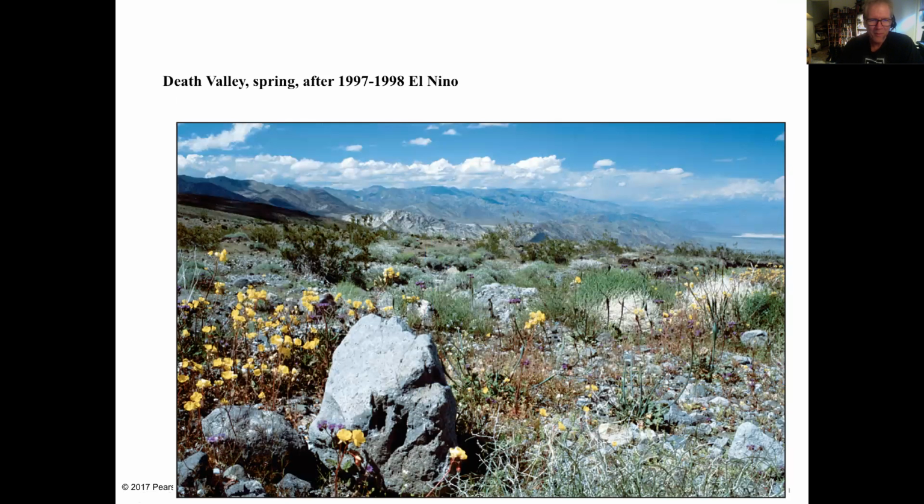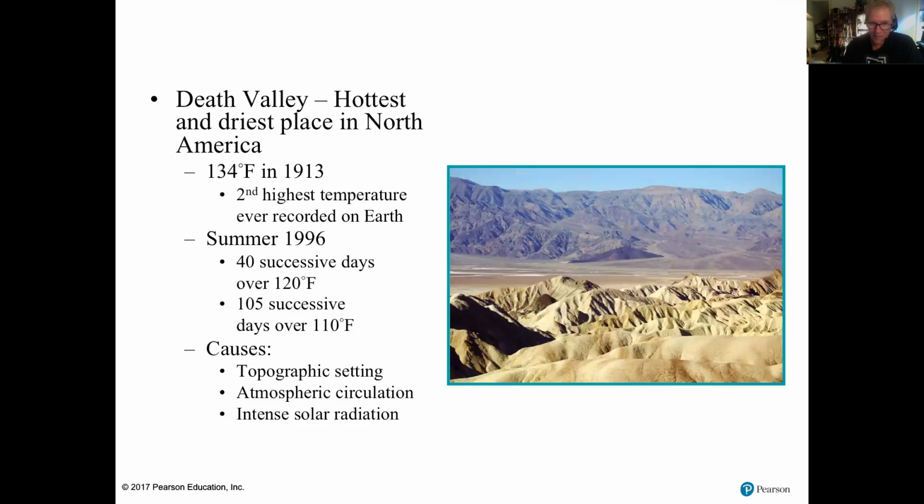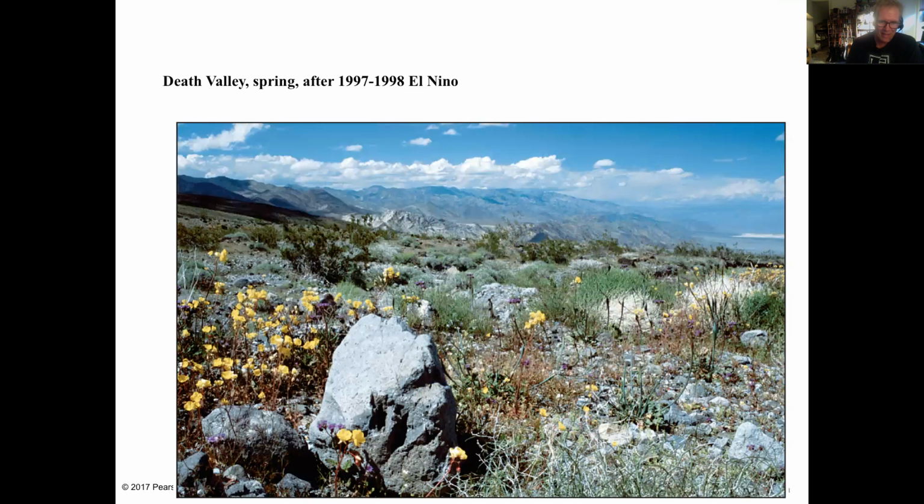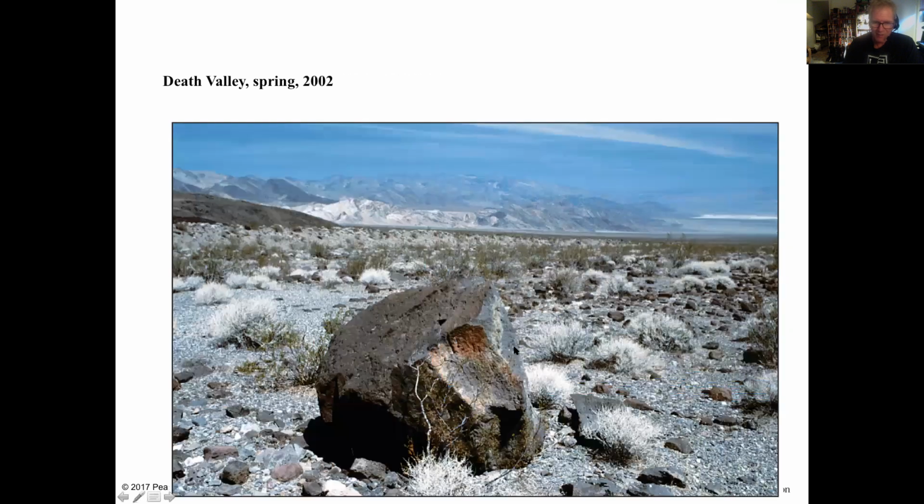Most of you probably don't remember this, but 1997-98 was an El Nino year. So Death Valley, that's Death Valley, got a lot of rain. And so you can see all the wildflowers here that sprouted up. Now you go a few years later in the same location, and this is what it looked like in 2002. By then it had very little rain, and so you can see the difference there between this and this.